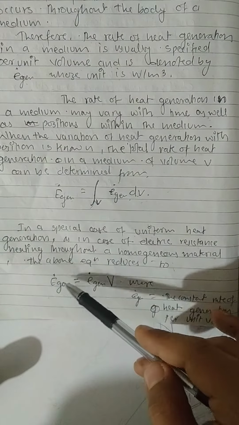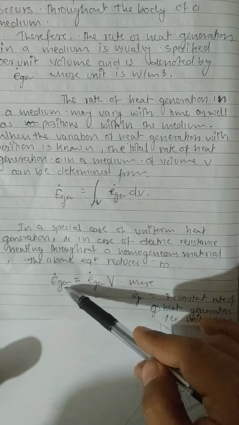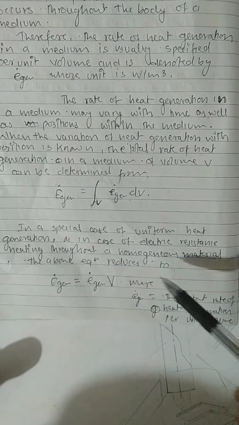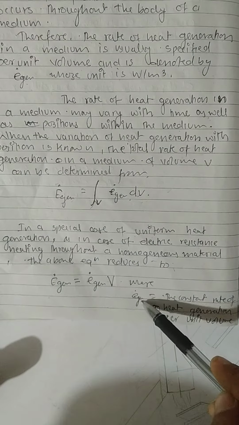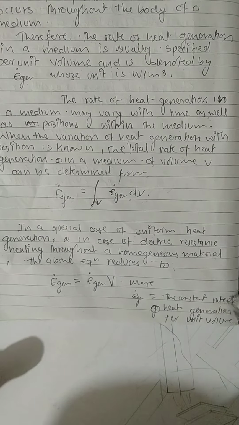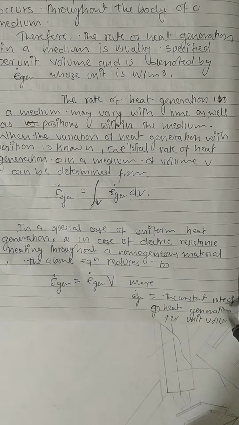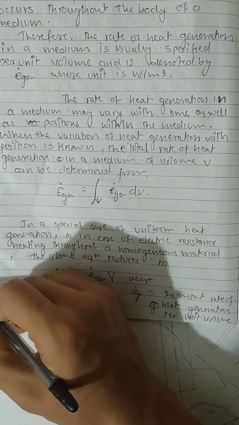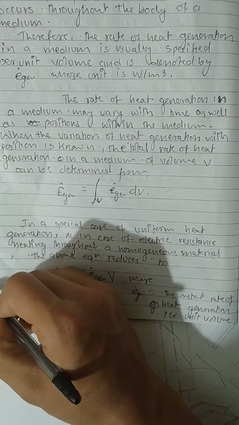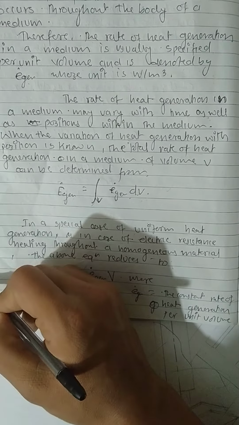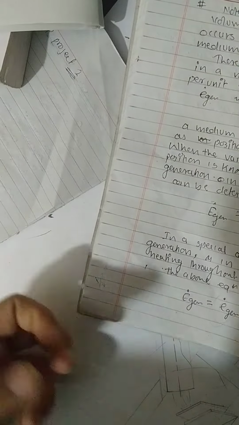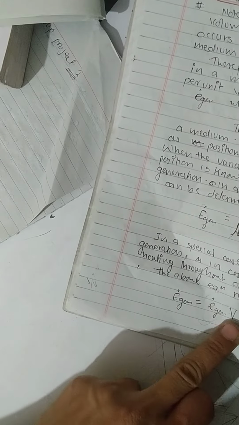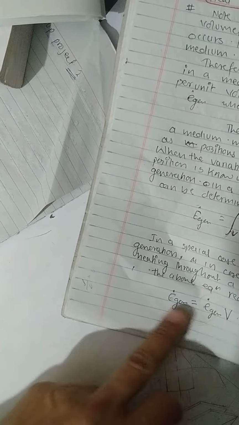The above equation reduces to the rate of heat generation equal to the heat generation per unit volume times V, where small e generation is the constant rate of heat generation per unit volume. This is given per unit volume like this. Okay, guys, heat generation, like joule per unit volume, into V, this volume will cancel and we will get the total heat generation. This is the total heat generation, this is heat generation per unit volume. If we multiply it by the volume, we will get the total heat generation.